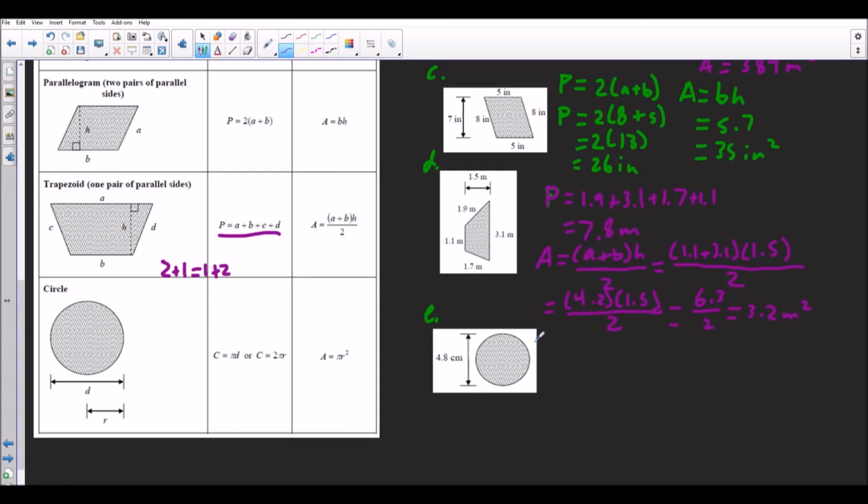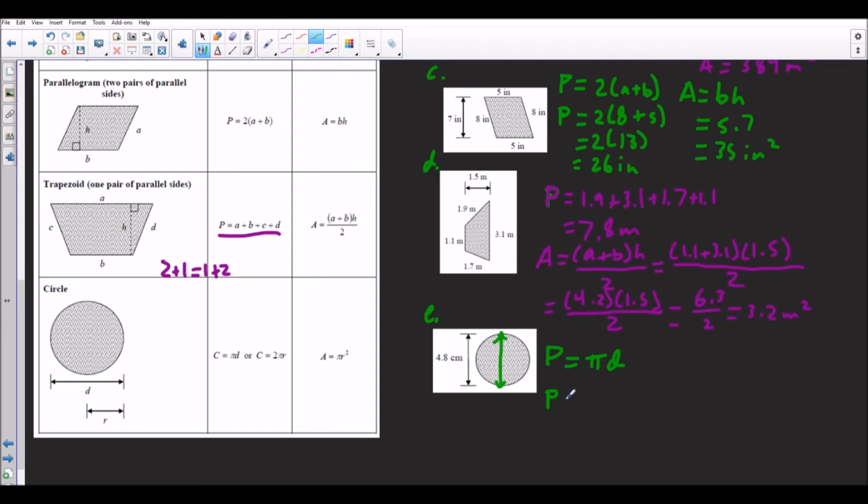Now, circles are the only one where you can't really just add up all the sides and find the perimeter. You actually have a formula. You have two formulas that you can use. The first formula is pi times d. And d stands for the diameter. And the diameter is all the way across the circle. So all the way across is the diameter. So we're actually given that measurement, right?